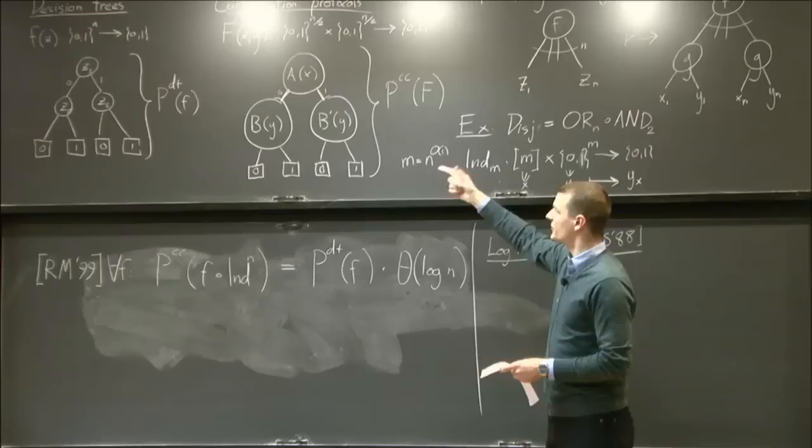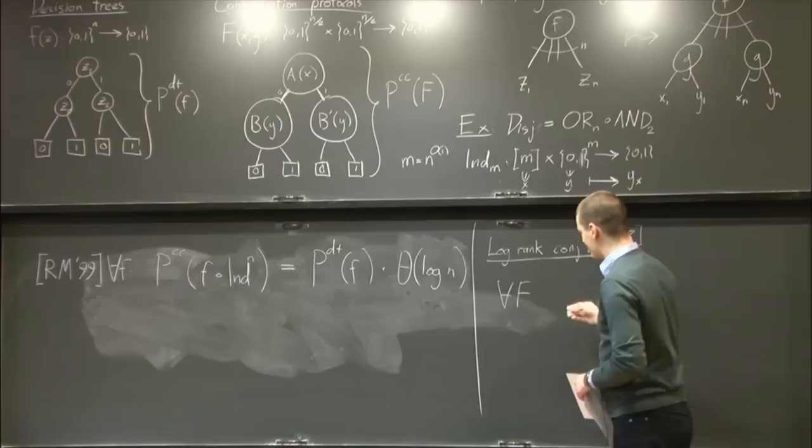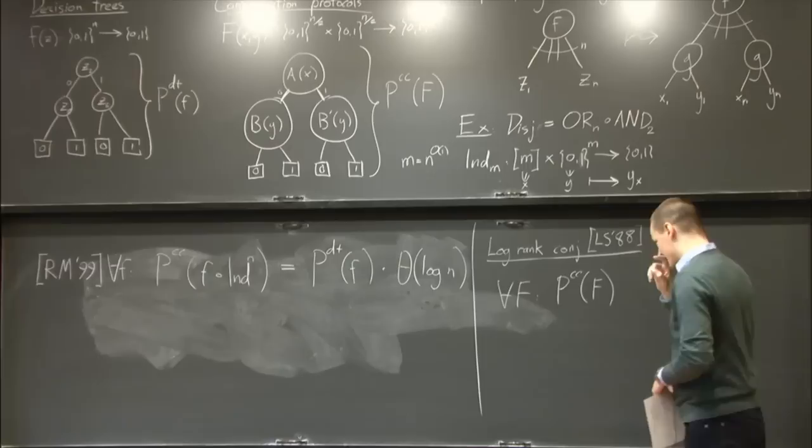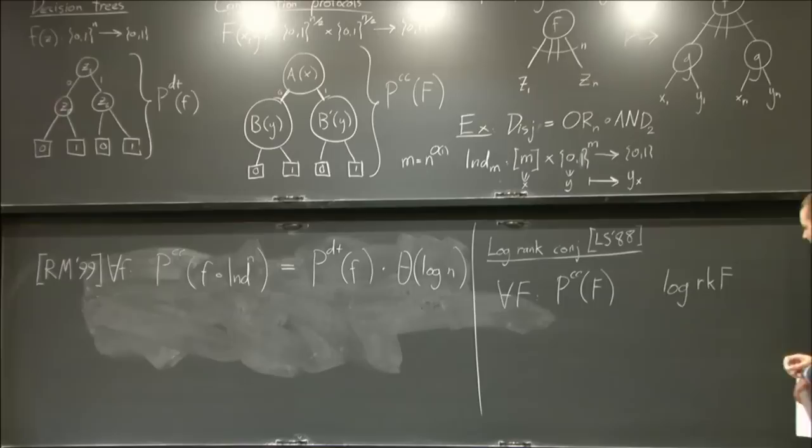So capital F you can view as a Boolean matrix. The rows are indexed by Alice's inputs, columns by Bob's inputs. What they conjectured is that for any communication problem or Boolean matrix, the deterministic communication complexity is, it's not hard to show, lower bounded by the log of the rank of this F thought of as a matrix.